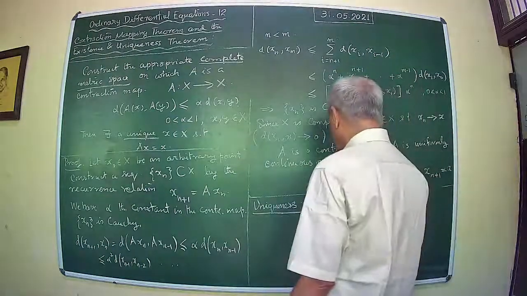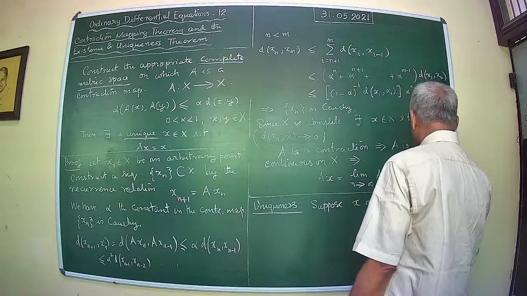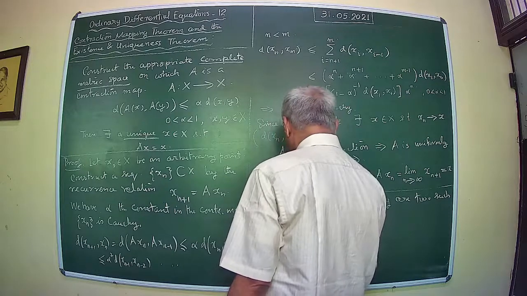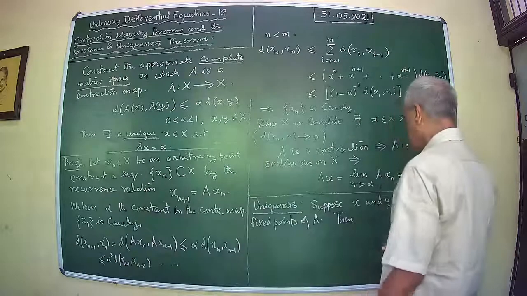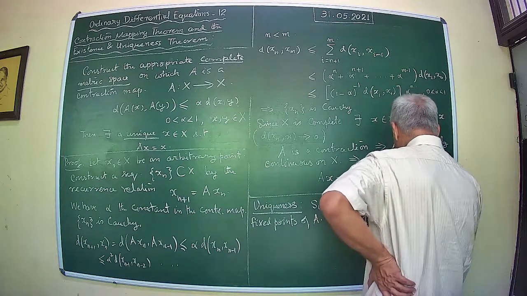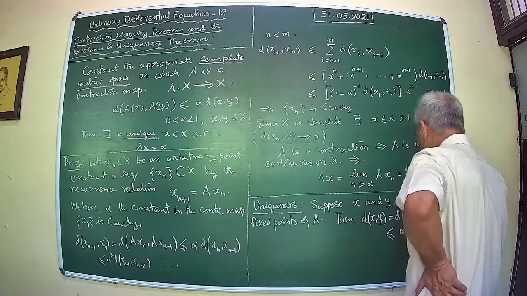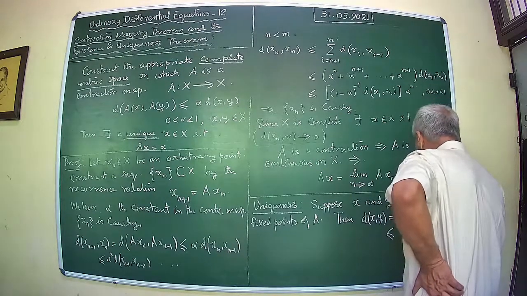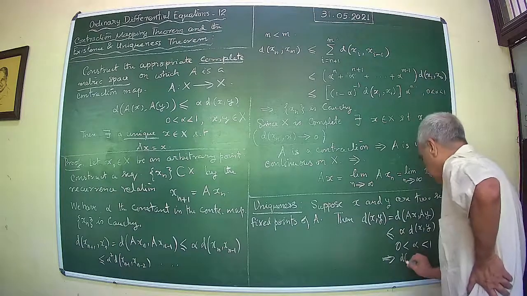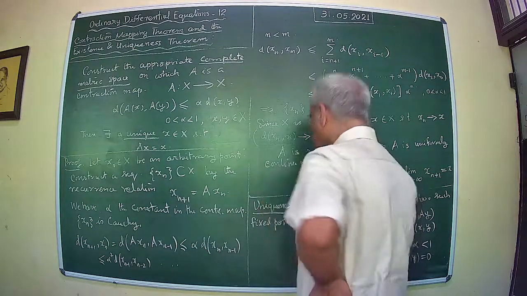Uniqueness. Suppose, then what do we have? d of Ay, which is less than or equal to alpha times, but alpha lies between, this implies dxy equal to, that means x equal to, that is x equal to.